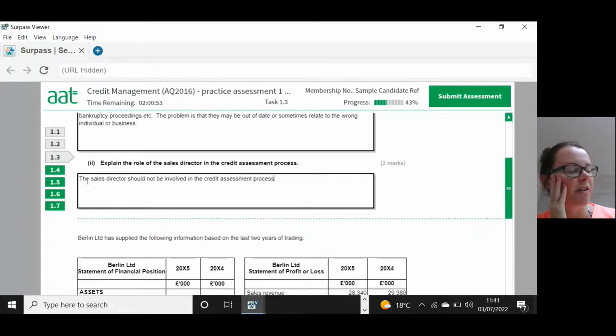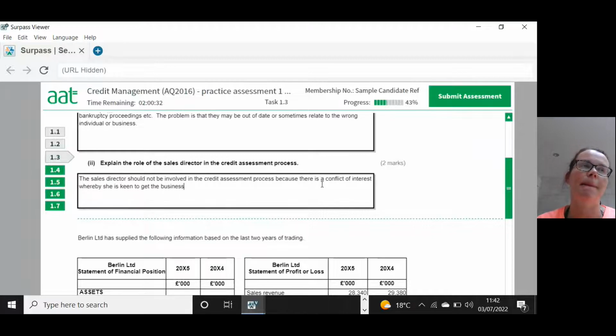Right, so you're going to get a mark for acknowledging that, and then a mark for some kind of explanation, because it's 2 marks, because there is a conflict of interest whereby she is keen to get the business as she will gain a bonus payment. I'll just say something like that.